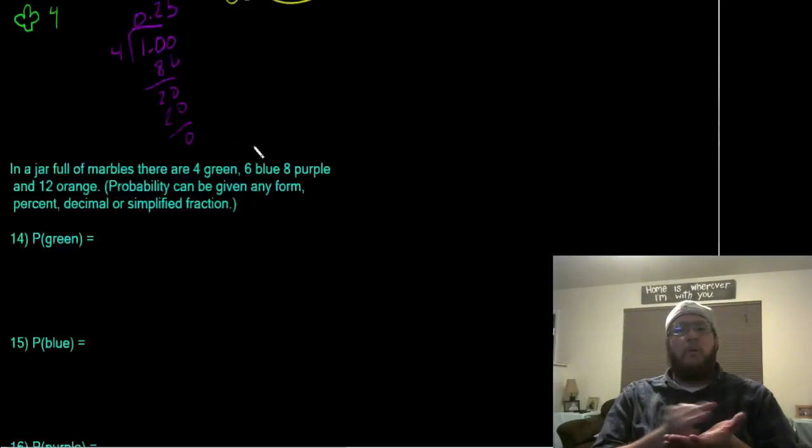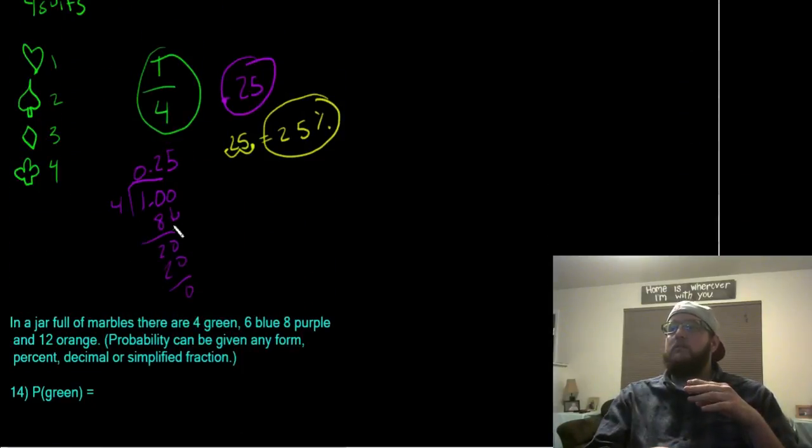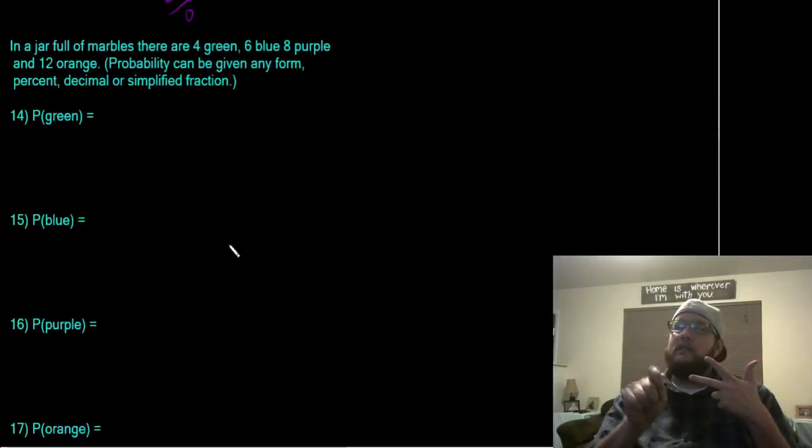So we're just going to do simplified fraction because honestly that's the easiest one. If you would like to convert to a decimal doing it this way or a percentage doing it that way, it's totally up to you. So the first thing we need is the total number.